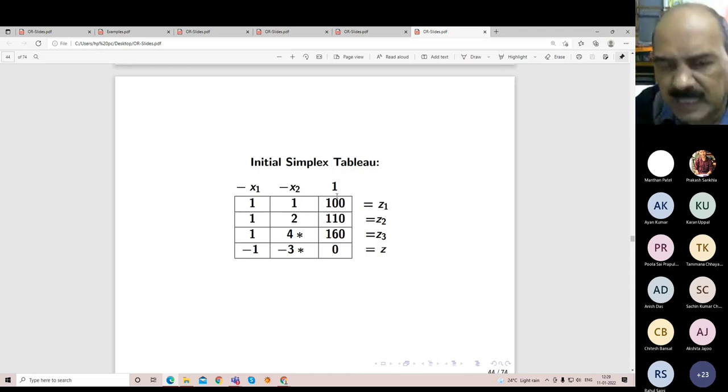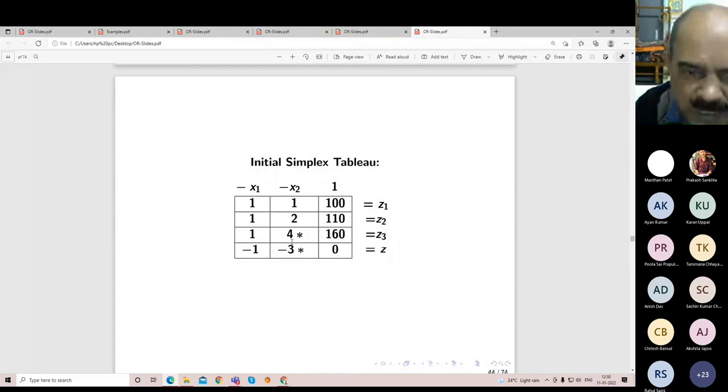See, the elements in the last column are constants: 100, 110, 160, the elements of B1, B2, B3. And what is there in the second column? The three elements, 1, 2, 4, are all positive, neither 0 nor negative.